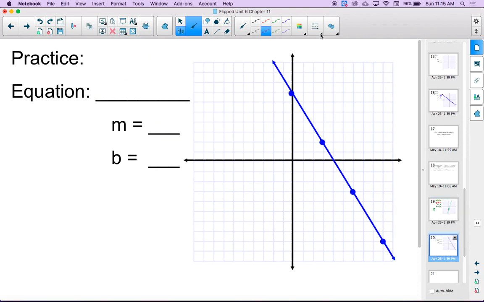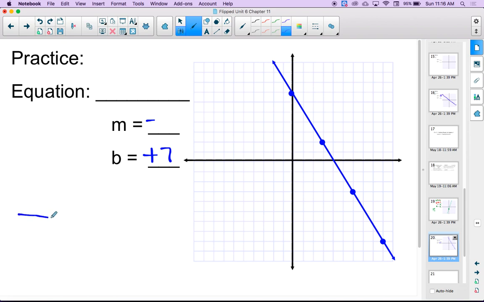Again, this is not an example from your notes. We're going to start with the b number, the y-intercept. This time it's above the x-axis. This is going to be a positive b number. Let's count it out. 1, 2, 3, 4, 5, 6, 7. So our b number is a +7. And now you're going to notice that our line is going down. So that tells me that this is a negative slope.